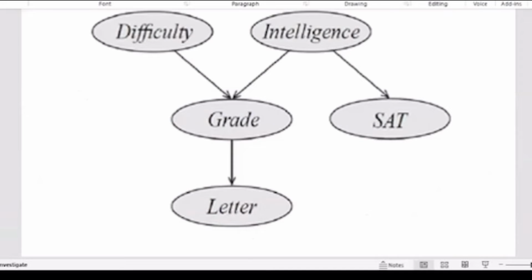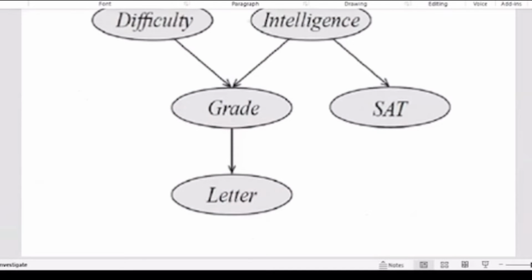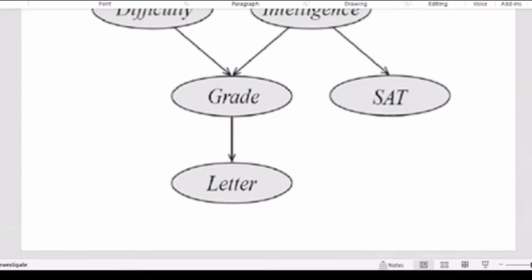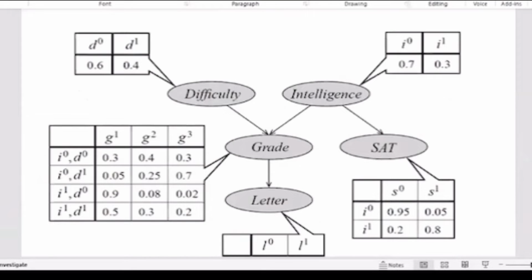Now take a look at it. Let me assign values now. I need you to pay attention. Because each of these variables is a random variable, we'll be able to get the frequency, the likelihood of a particular random variable given the parent node. Let's take a look at this. What are we trying to say?